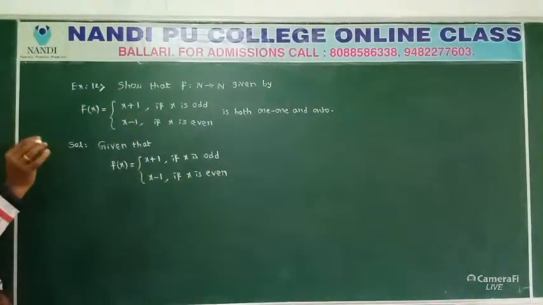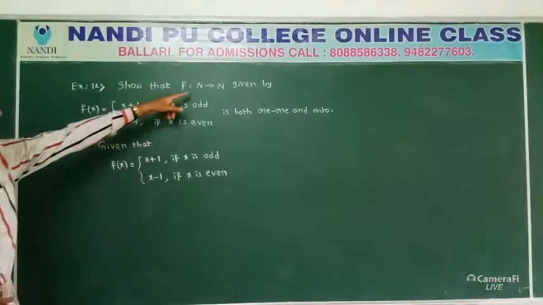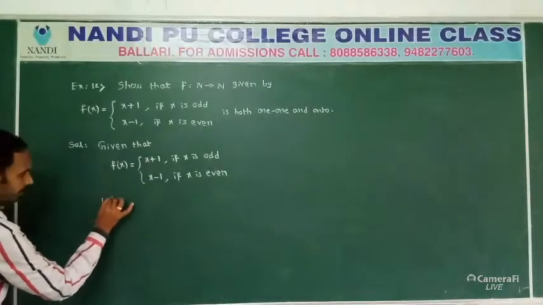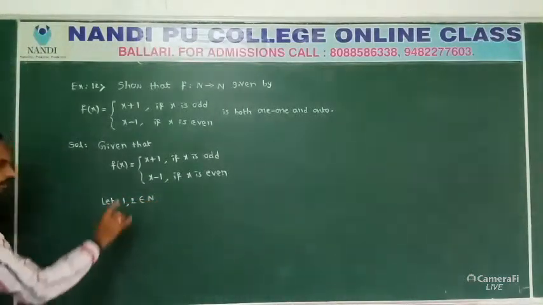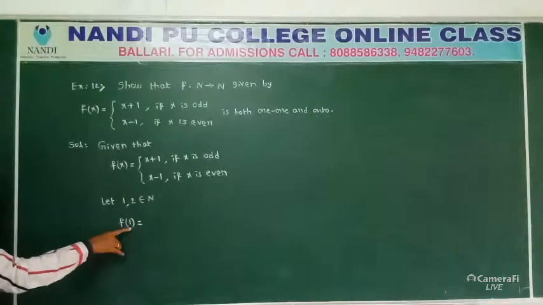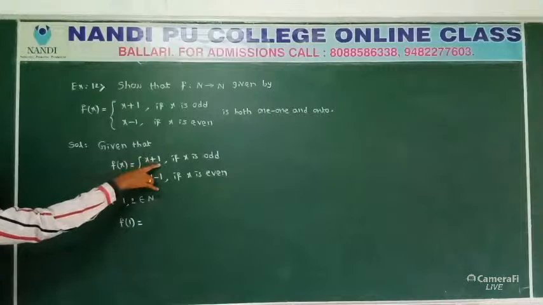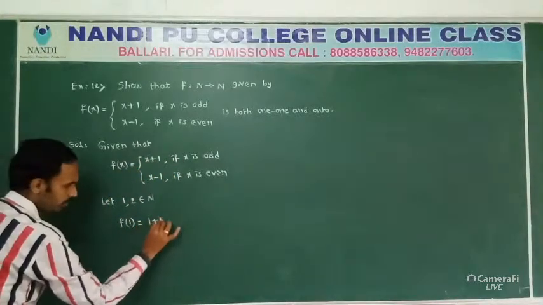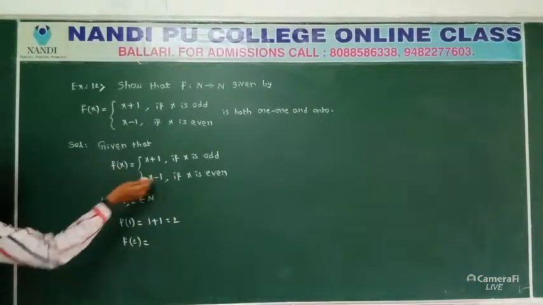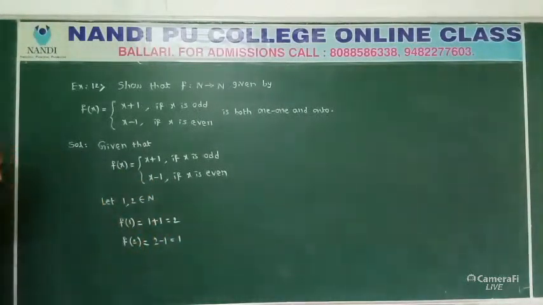First of all, I am going to check whether it is 1-1 or not. A 1-1 function means different elements have different images. Take two different elements. The natural number set is here, so take any two elements, 1 comma 2. Let 1, 2 belong to N. I am going to find their images. Then f of 1 is equal to, see that 1 is an odd number, so the formula is x plus 1. 1 plus 1 is equal to 2. f of 2 is equal to, 2 is an even number, so the function is x minus 1. 2 minus 1 is equal to 1. See that 1 and 2 have different images. So it is a 1-1 function.